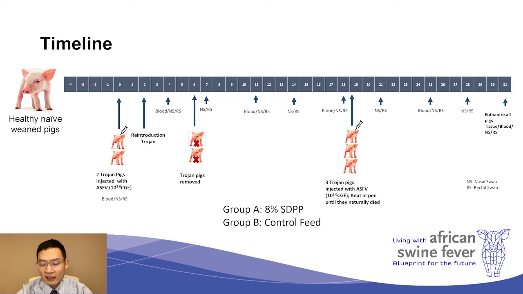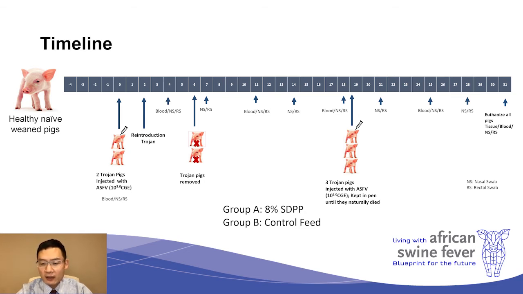So we randomly selected 3 pigs among those remaining pigs in those 2 groups, 3 pigs from each group. We randomly selected them, and then again we injected them with African swine fever virus with about 1,000 doses of that Georgian strain, and then we put them back into the pen immediately.